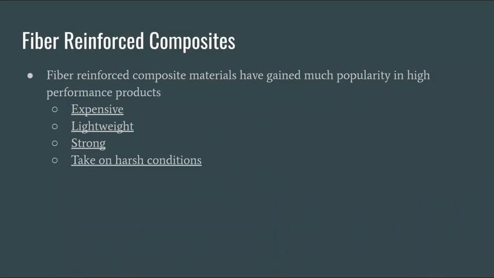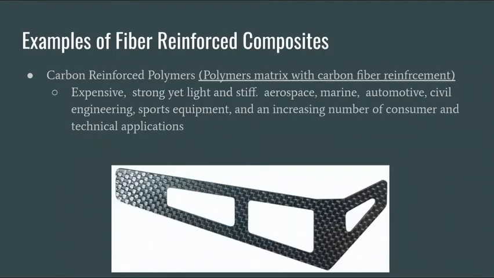Usually composites are inexpensive, but this type of composite is expensive because of the materials that are used and just the time it takes to test all these products. The first example we are going to talk about is carbon reinforced polymers. So we talked about polymers in this class. Polymers are another term for plastics. So it is plastic or polymer, a matrix with carbon fiber reinforcement.